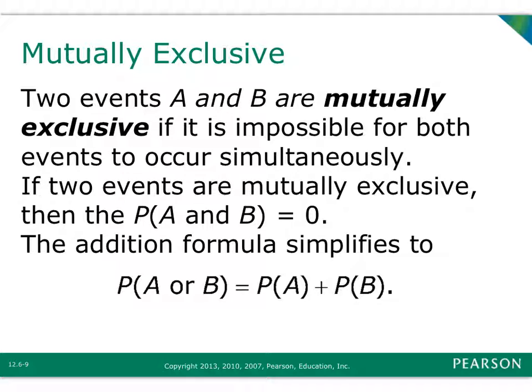Two events are mutually exclusive if it is impossible for both events to occur simultaneously. If two events are mutually exclusive, then the intersection of events A and B is equal to 0. The addition formula simplifies to just the probability of A or B is equal to the probability of A plus the probability of B. In this case, if we went back to the Venn diagram, we would see no actual overlap between event A and event B.